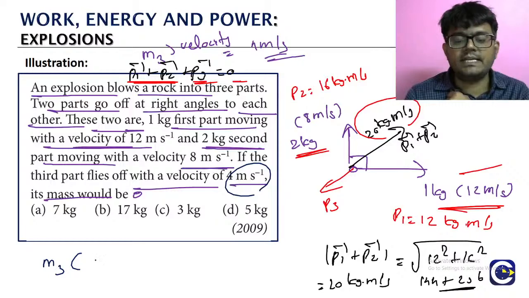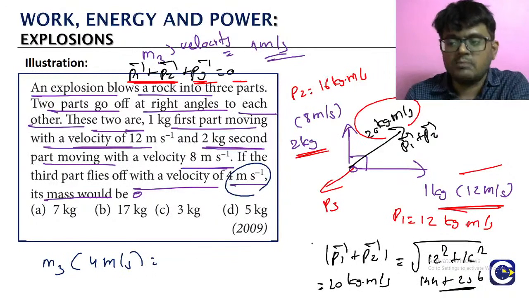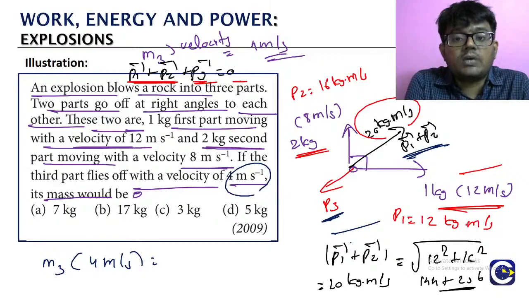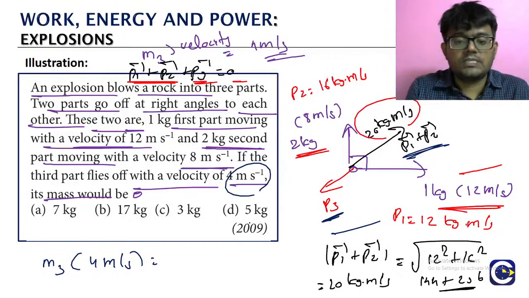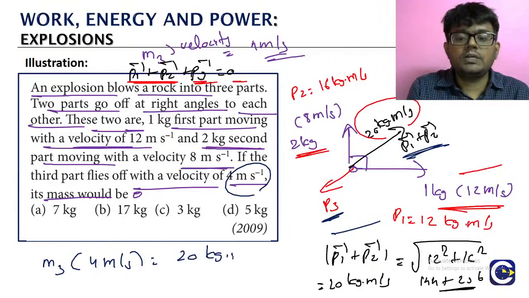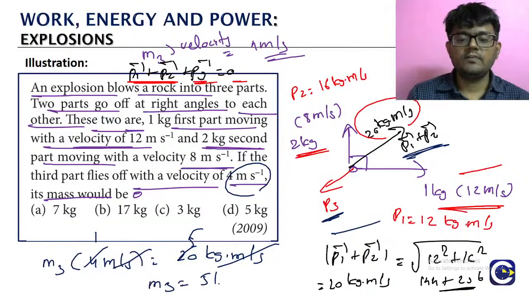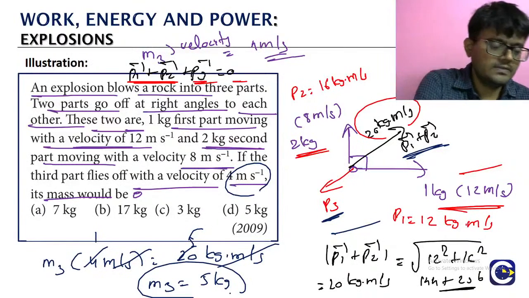See, mass M3 times the speed, which is 4 meters per second, that is the momentum. The magnitude of P3 should be equal to the resultant magnitude of P1 and P2, which is 20 kg meter per second. The meters per second cancel. 4 times what is 20? 4 fives are 20. So M3 is 5 kg.